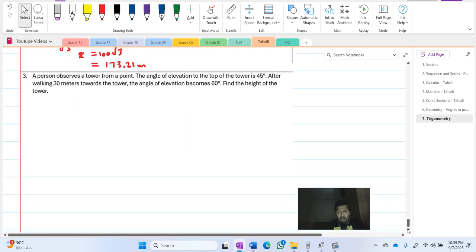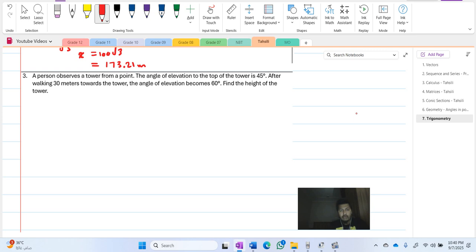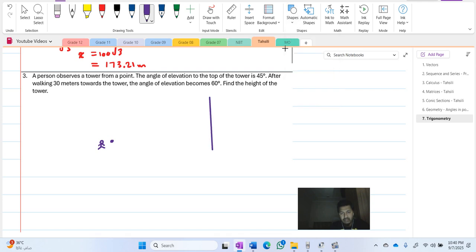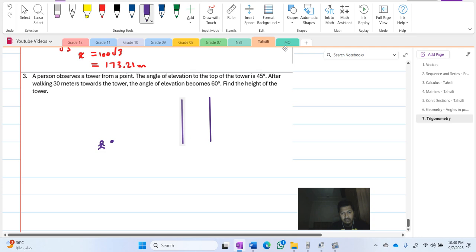Now comes a little bit more challenging problem. A person observes a tower from a point, right? So there's a point here, there's a person, and he observes a tower. So there's the tower here. Let's move this tower a little bit closer.